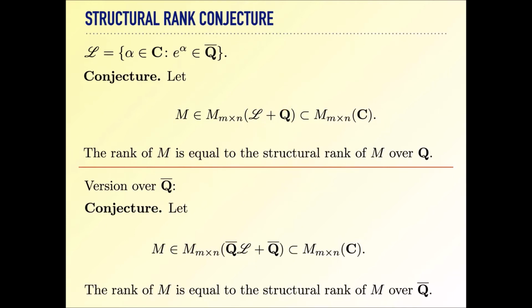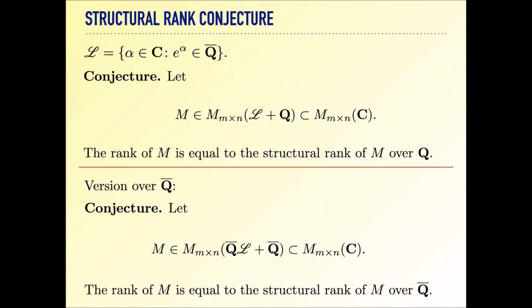Okay, and I just want to mention there's a version over Q bar, where you replace Q here by Q bar. So you take Q bar linear combinations of elements of L, the Q bar vector space spanned by L, and then the rank of M is supposed to equal the structural rank of M over Q bar. And there's an amazing theorem of Damien Roy, which says that the first conjecture implies the second conjecture.